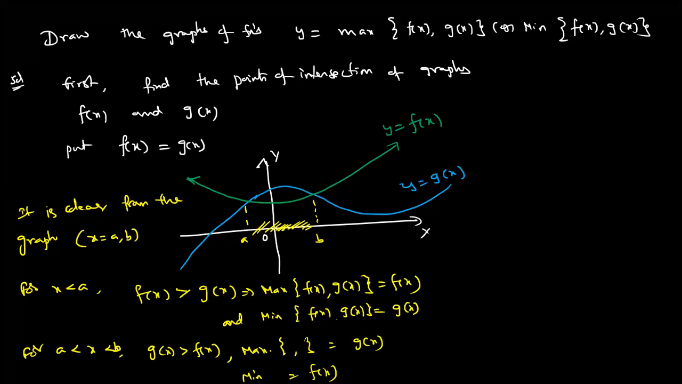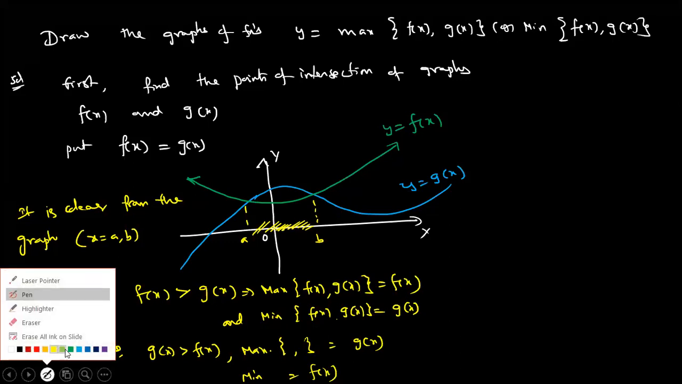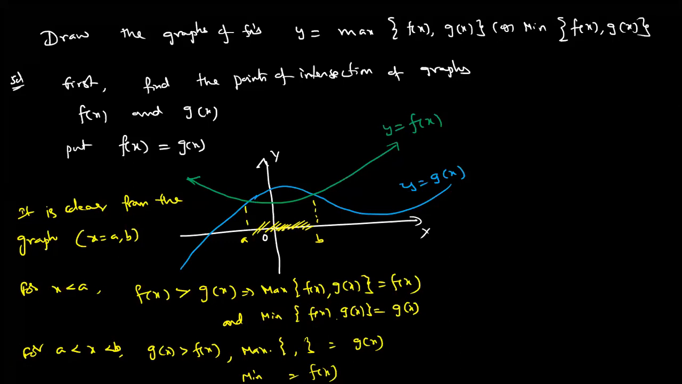One more case is left. Can you guess what that is? That is x more than b. Okay, no? So, for x greater than b, I'm taking the symbol C like that.